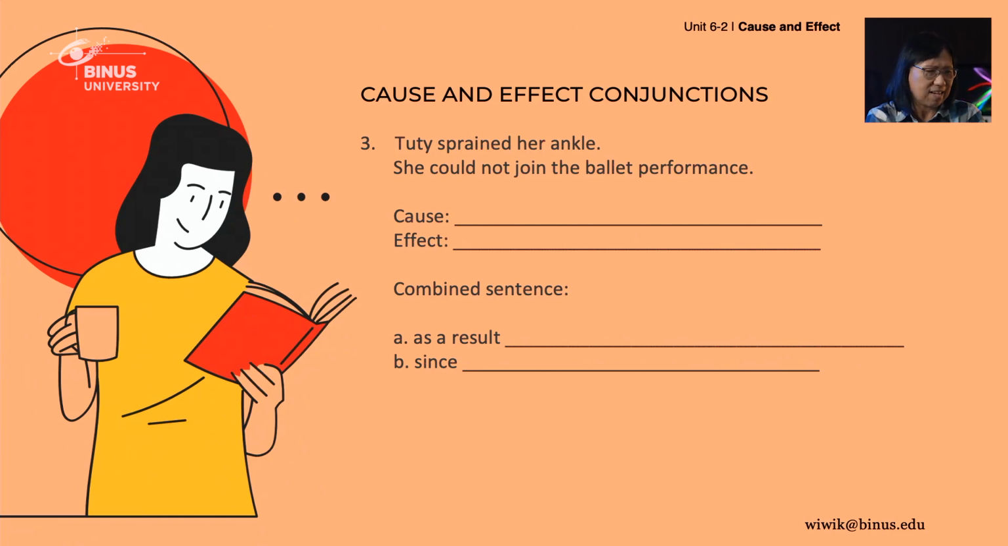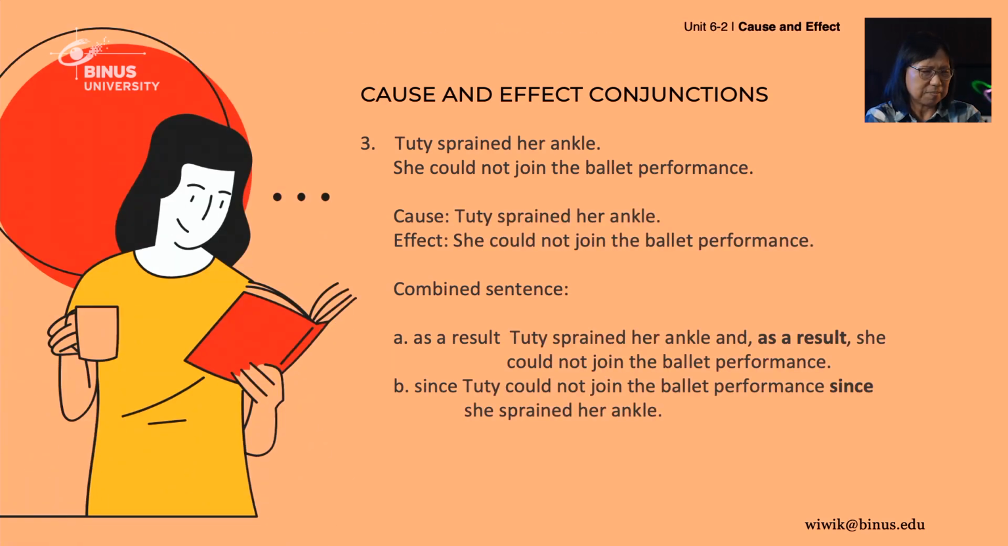Try number 3 then. Tuti sprained her ankle. She could not join the ballet performance. Can you tell me the cause and the effect? Which one is the cause and which one is the effect? And if you combine the two sentences using as a result and since, okay, let's see.